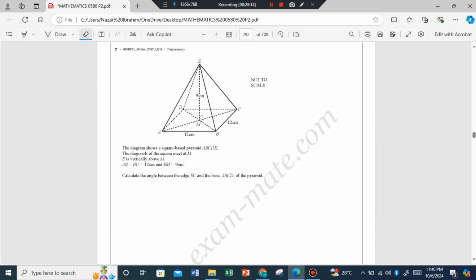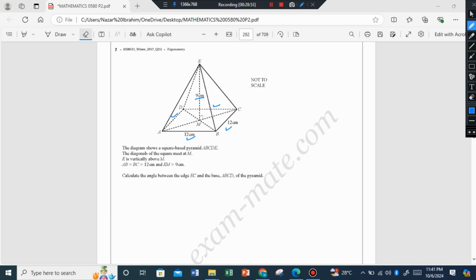Question number 7. Again, this is a different question. We have a square based pyramid. It means a pyramid having a base as a square. A square means all four sides are the same, which means that BC, AB, AD, and CD are all the same size. The diagonals of the square meet at M. E is vertically above M. We know ME is 9 centimeter. AB is equal to BC is 12 centimeter. Since it's a square, all four sides are the same, and EM is equal to 9 centimeter.